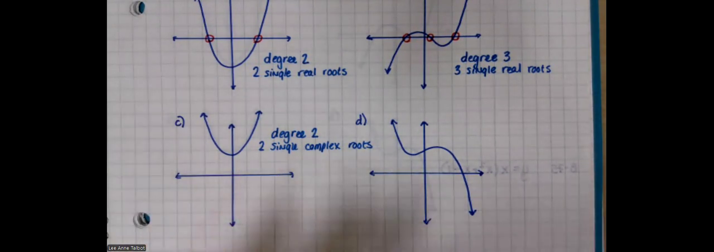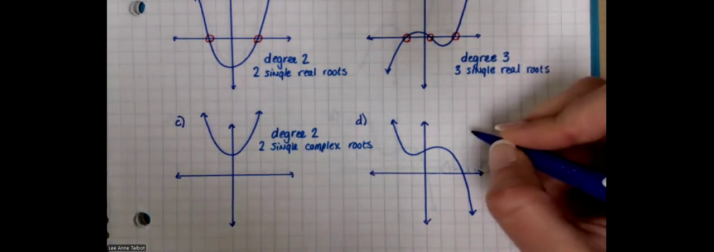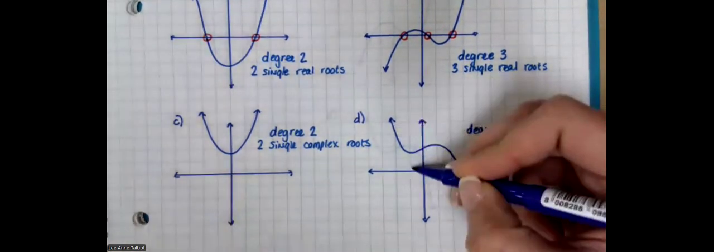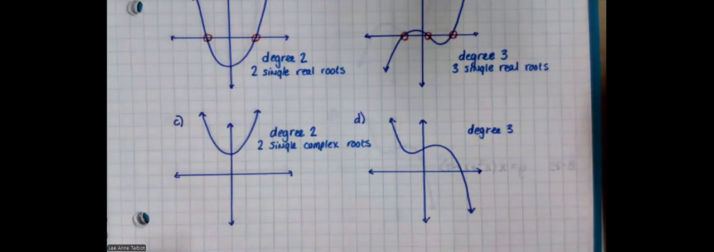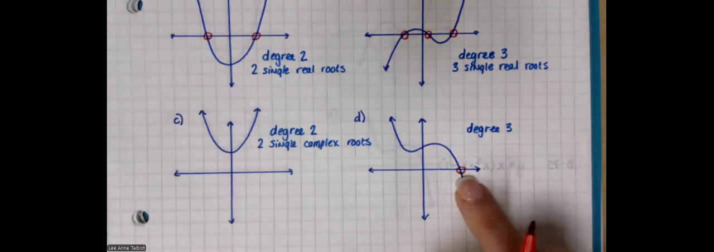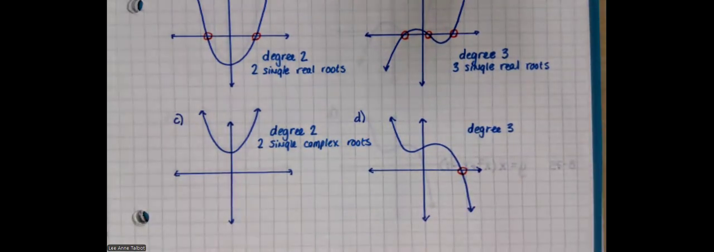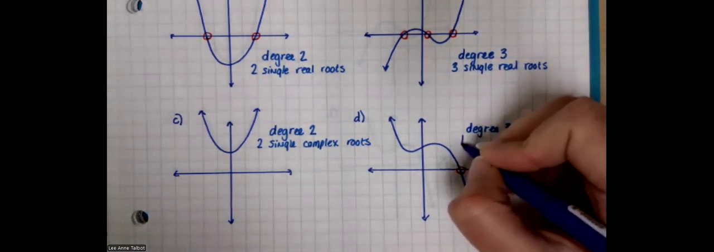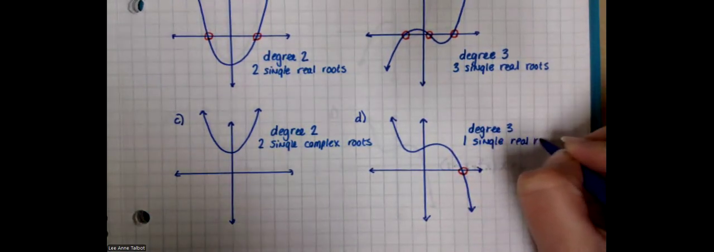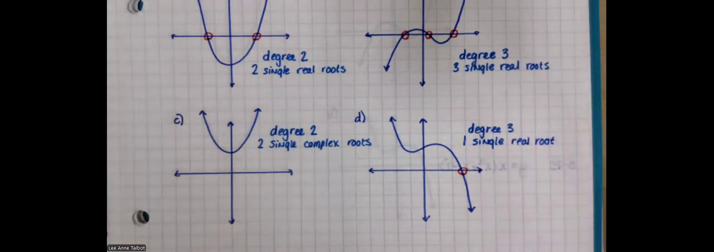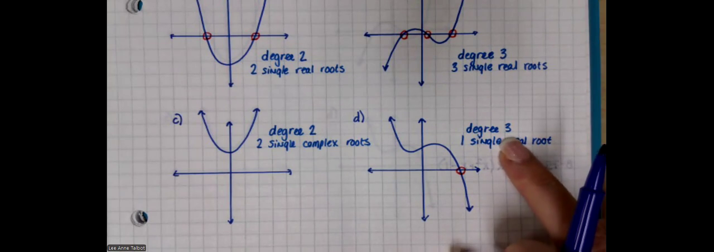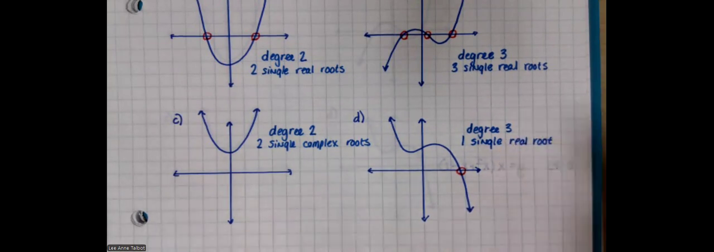Now what we've learned, D, what is the degree? Yep, degree 3, beautiful. 1, 2, 3, gorgeous. Now this one has one cross of the x-axis, so I know there's one single real root. But the fundamental theorem of algebra says that there has to be 3 total. So the other 2 are complex.